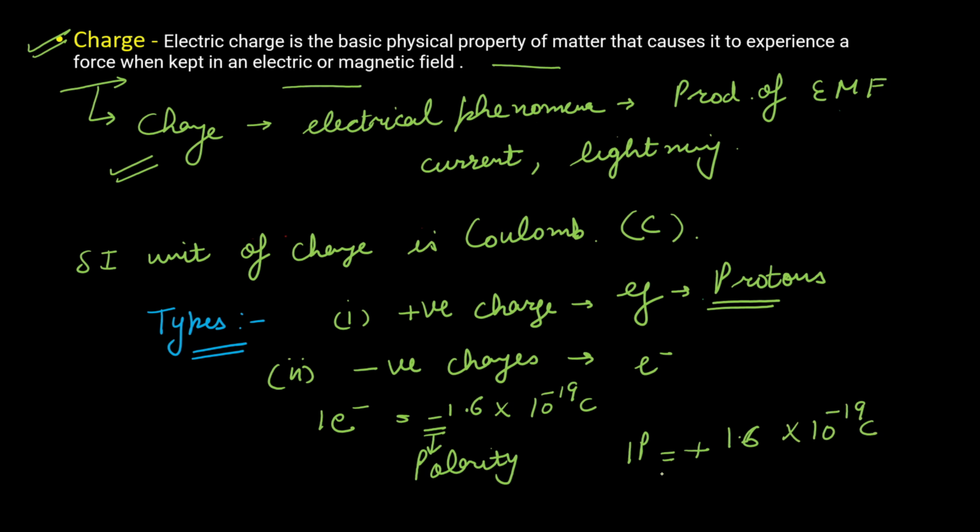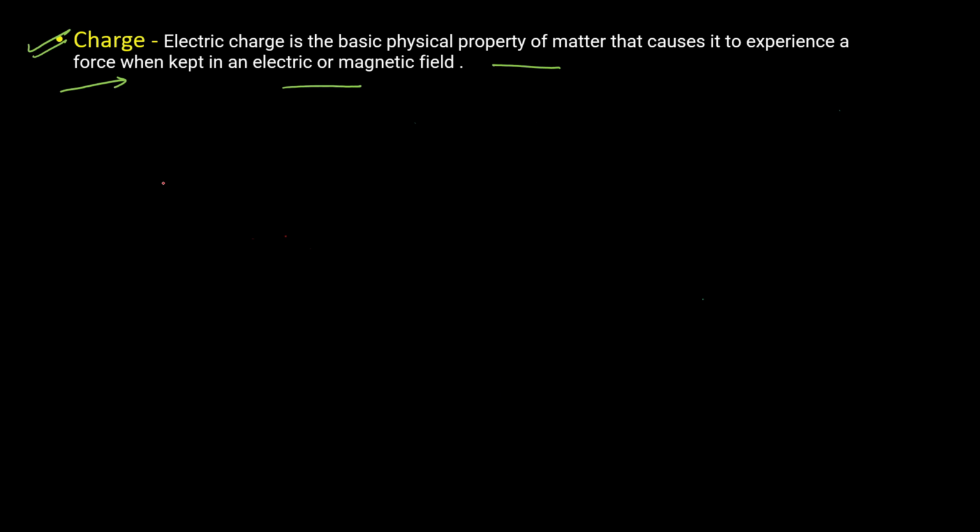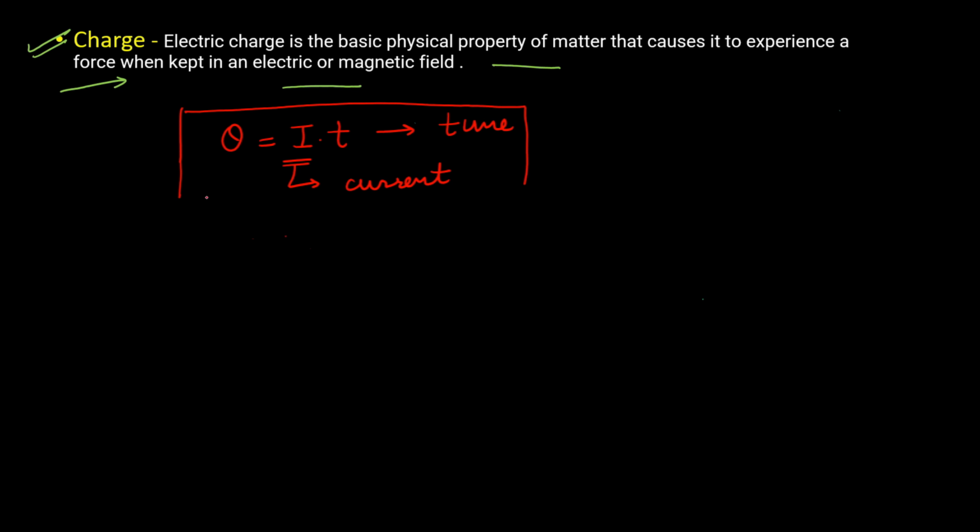The next thing is the formula that we use. Q is equal to I into T. So charge is given by the product of I and T. I stands for current, whereas T stands for time. This formula is very important from the numerical point of view.